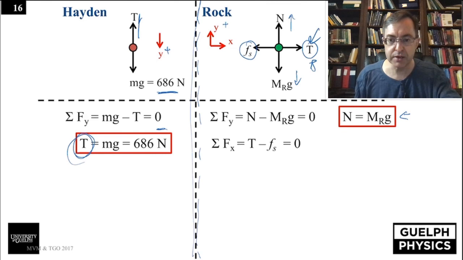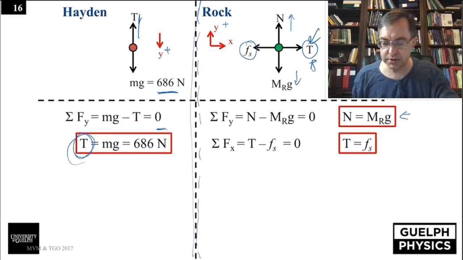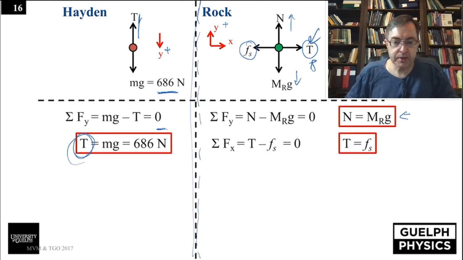In the x direction, again, there's no acceleration in this problem. So the tension, which acts to the right and is positive, is exactly compensated for by the static friction force, which acts to the left and is negative. And so the static friction force is equal to the tension. Okay? So that would be the static friction force is also 686 newtons.